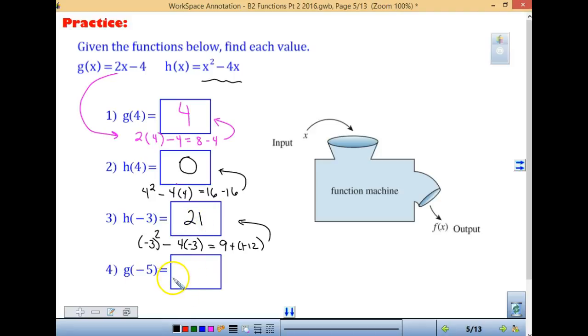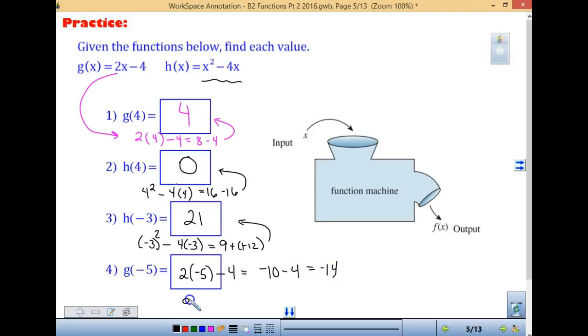In our last one, g of negative 5. So I'm going to go to my equation. It was 2 times, and instead of x, I'm plugging in negative 5, minus 4. 2 times negative 5 gives me a negative 10, minus 4 equals negative 14.